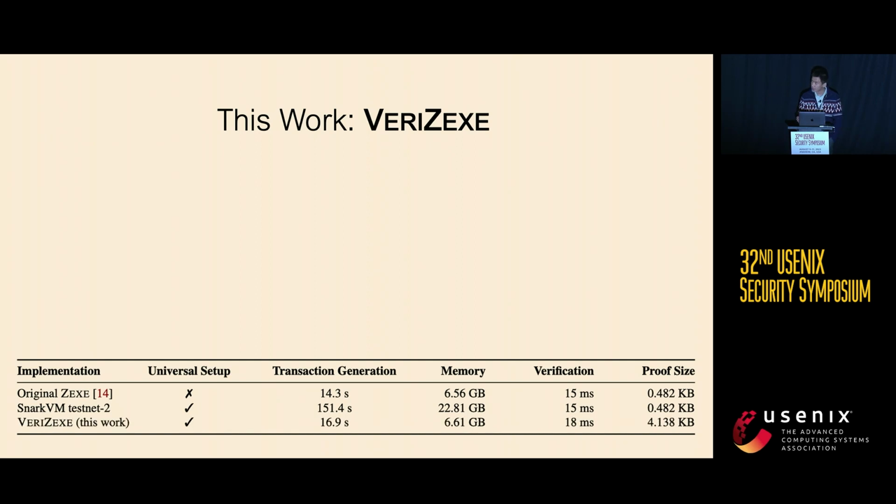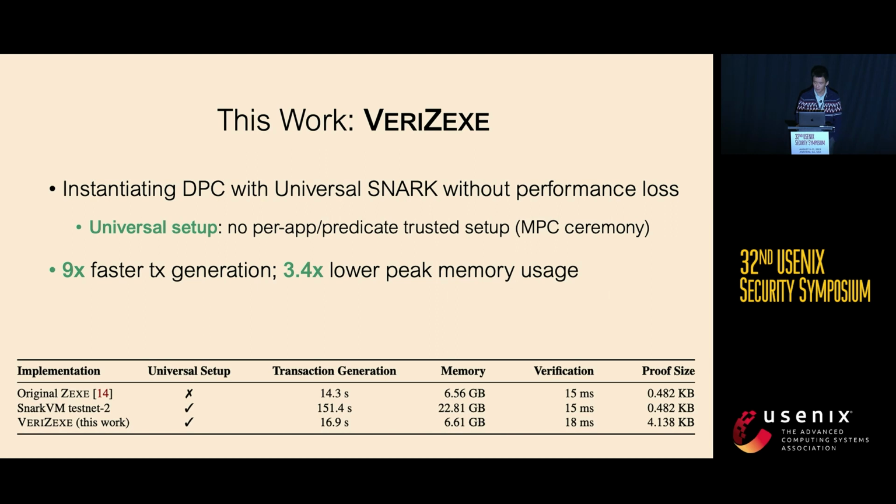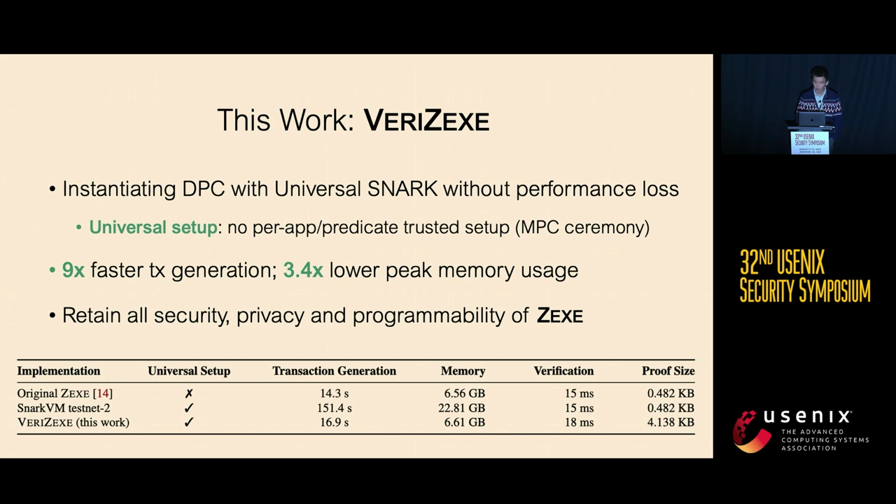And our work, VeriZexe, is trying to get the best of both worlds. To reiterate, we're trying to instantiate DPC with universal SNARKs, but without much performance loss. And because of the universal setup, we don't have to do a per-app trusted setup. More concretely, we achieve 9 times faster transaction generation compared to other universal DPCs, and significant improvements in memory usage. So now, for the first time, you can generate these proofs on your mobile devices. At the same time, we retain the nice properties of Zexe. For the remainder of the talk, I'll be talking about how we tackle the challenge of optimizing these universal SNARK verifier circuits.